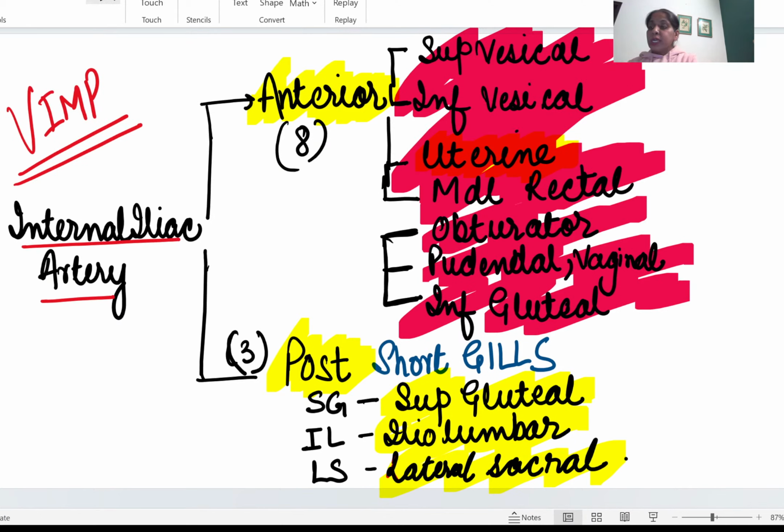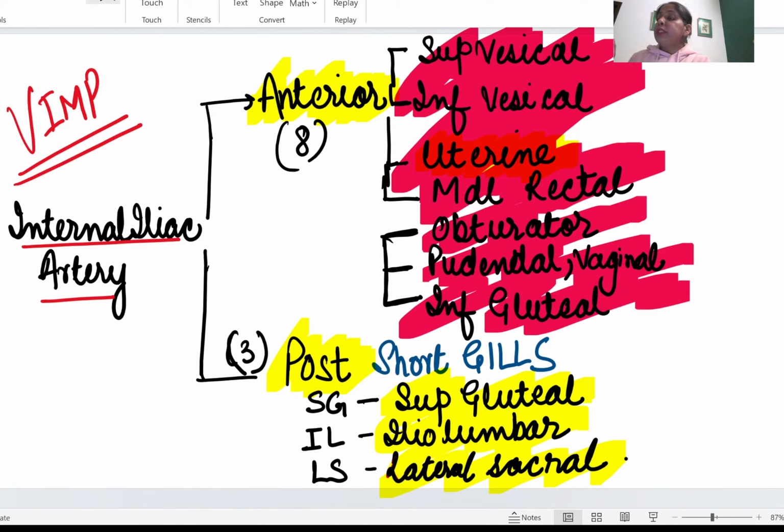So just remember what is there from anterior to posterior: bladder, uterus, rectum. So the branches are superior vesical, inferior vesical, uterine, and middle rectal. Then what is there? Then the thigh is there, and to the thigh the branch goes, the obturator artery. Then the vagina and perineum are there, so the arteries are pudendal and vaginal, and then in the last is inferior gluteal.